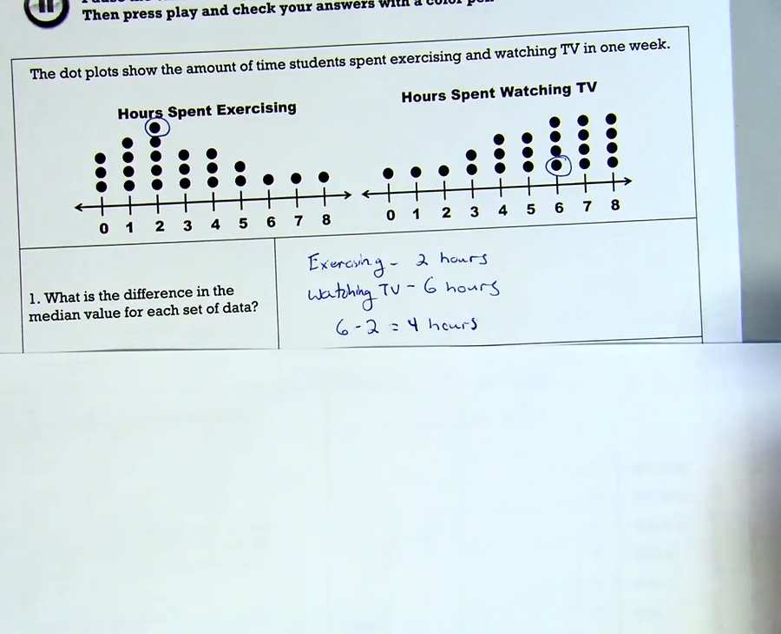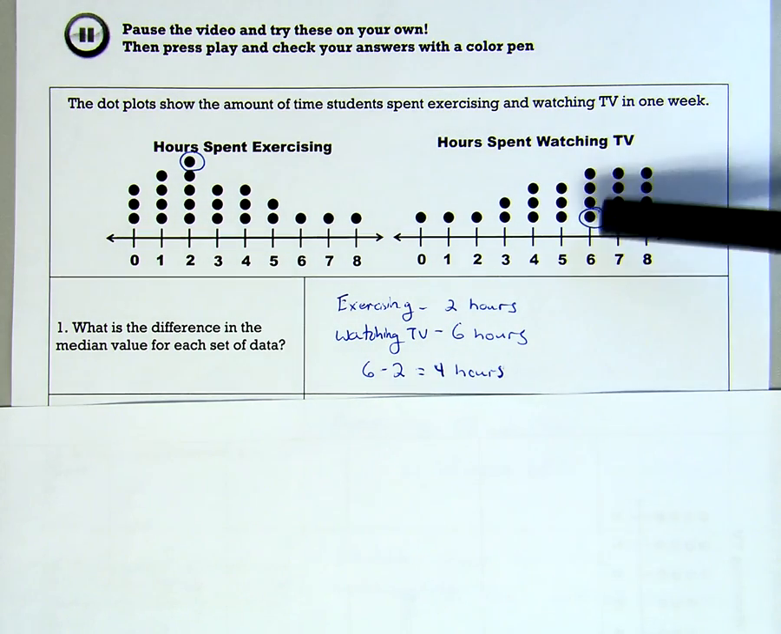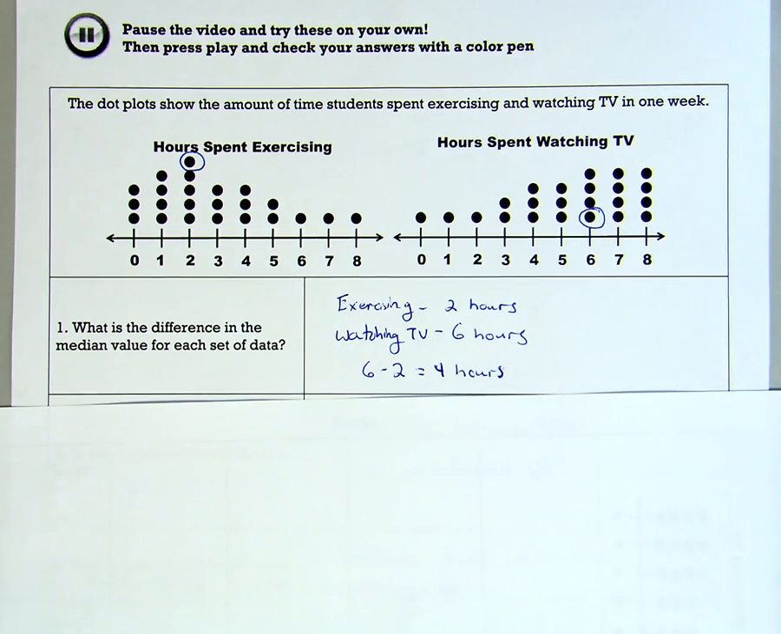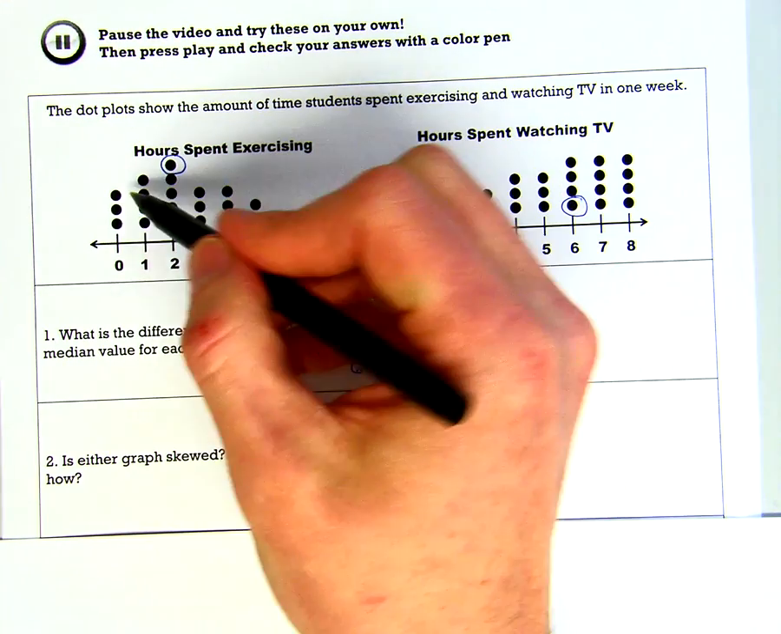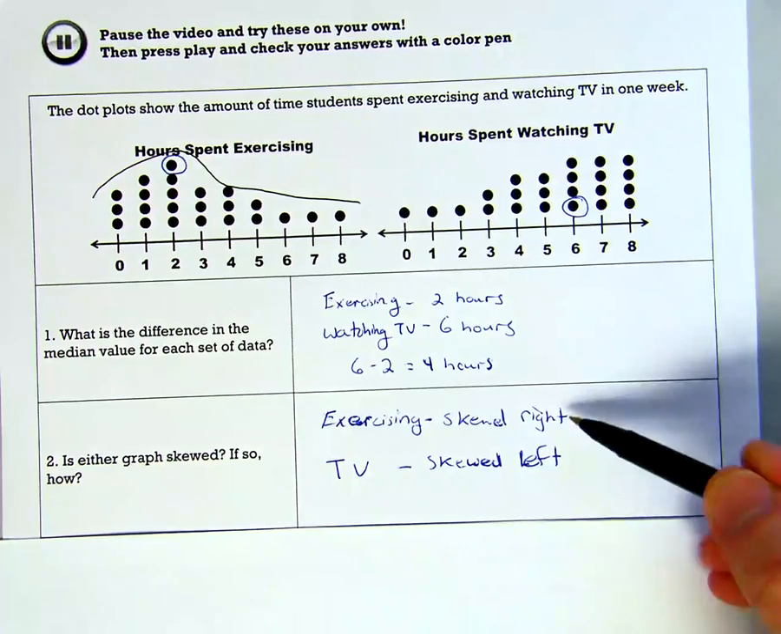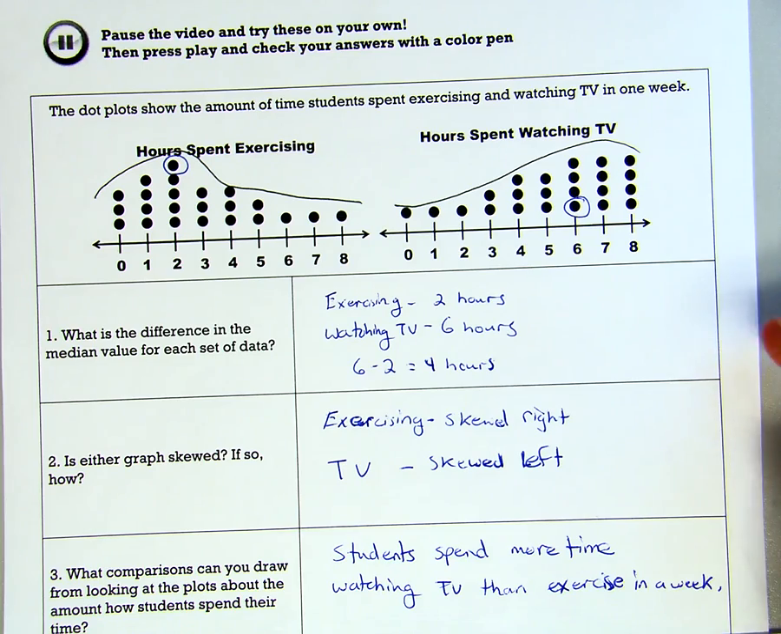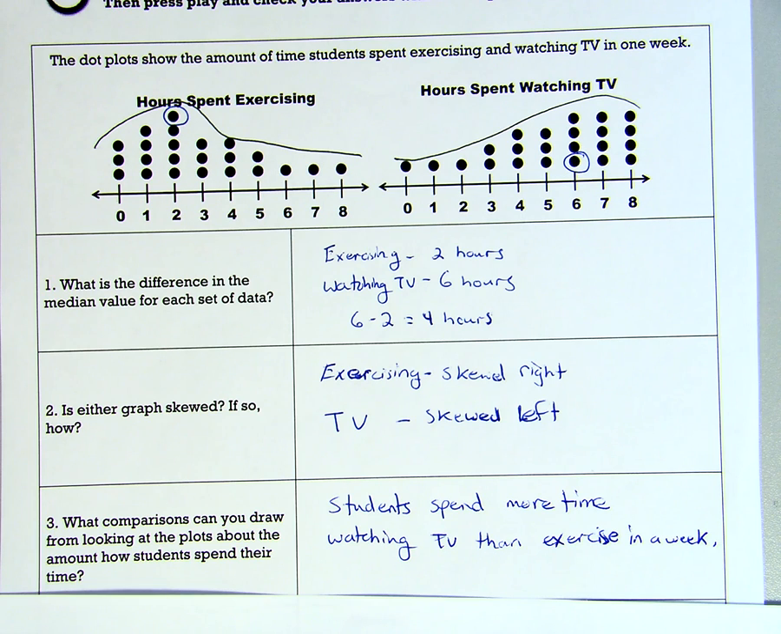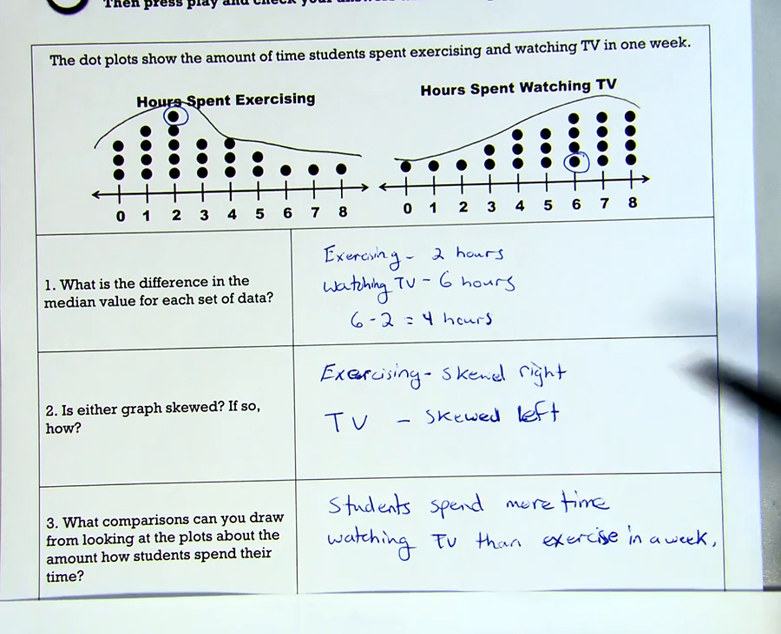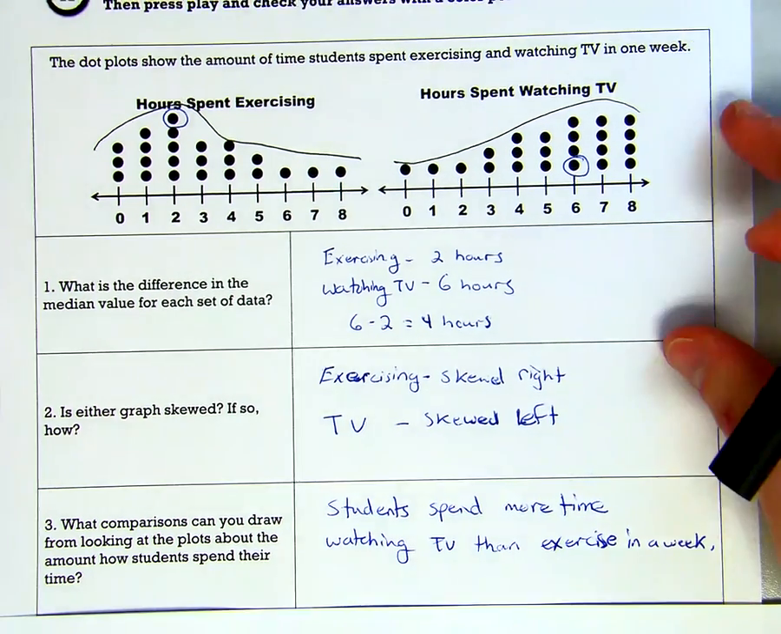So my first one here is, what is the difference of the median value of each set of data? You should have found the median value as 2 for hours spent exercising and 6 for watching TV. Difference would be 4 hours. Is either graph skewed? We can pretty much say that our exercising is skewed to the right and our watching TV is skewed to the left. What comparisons can be drawn from looking at the plots about how much students spend their time? From this, we can see that students spend more time watching TV than exercising in a week.